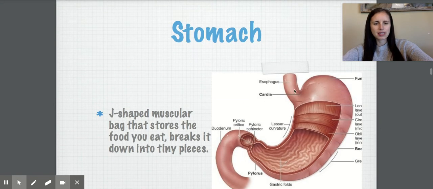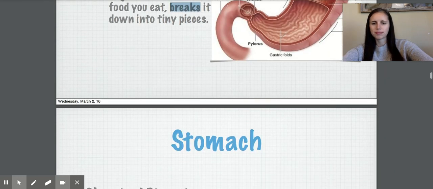Now we lead into the stomach. Now the stomach is said to be a J-shaped sac. So you can actually see this does look a little bit like a J. Wider at the top, more narrow at the bottom. And it starts with the esophagus. So the esophagus drops into the stomach here. It helps you to store food that you eat, and it also helps to break food down. So the stomach does two things. It stores food and it helps to aid in digestion.